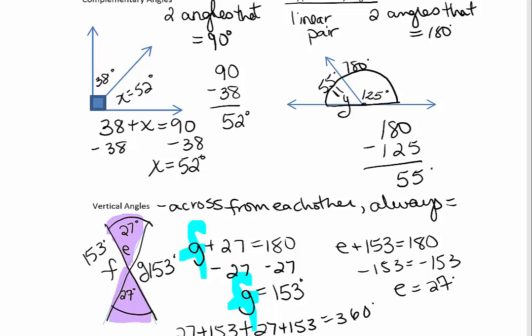And if you notice, the same thing holds true with the other ones. These bigger angles are also vertical angles of a different size, 153, but they're the same, 153 for each.